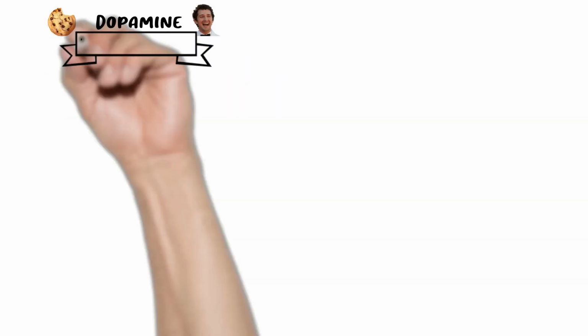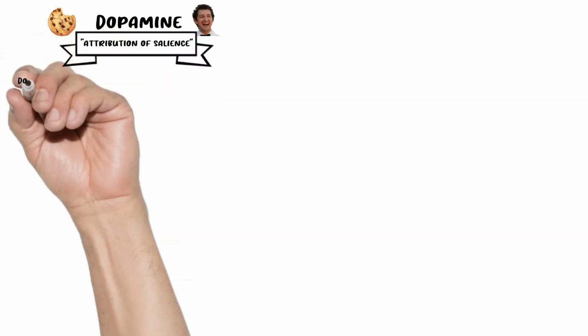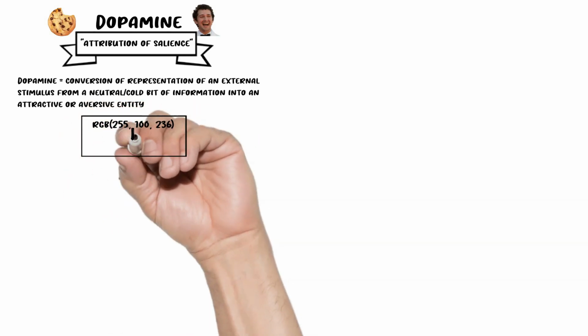So dopamine is responsible for what's called the attribution of salience. Dopamine mediates the conversion of a neural representation from a neutral and cold bit of information into an attractive or aversive entity. Kind of reminds me of Photoshop, how you can take three numbers and it actually generates a pretty color like pink. So here the neutral cold bit of information is the three numbers 255, 100, 236, and then the attractive entity is the actual pink color that sticks out to you. So think of the numbers as pre-dopamine and the pink as post-dopamine.